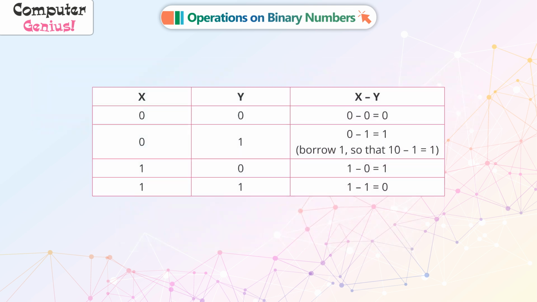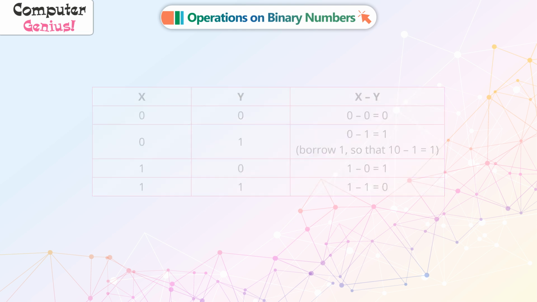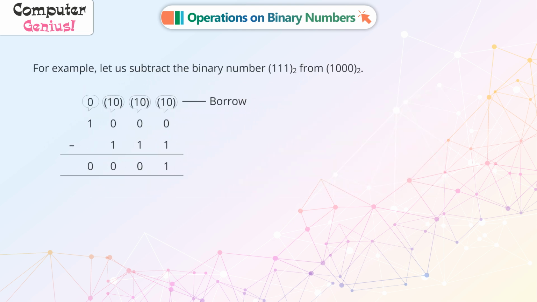X, Y. X minus Y. 0, 0. 0 minus 0, 0. 0, 1. 0 minus 1 is equal to 1. Borrow 1 so that 10 minus 1 is equal to 1. 1, 0. 1 minus 0 is equal to 1. 1, 1. 1 minus 1 is equal to 0. For example, let us subtract the binary number 111 base 2 from 1000 base 2.